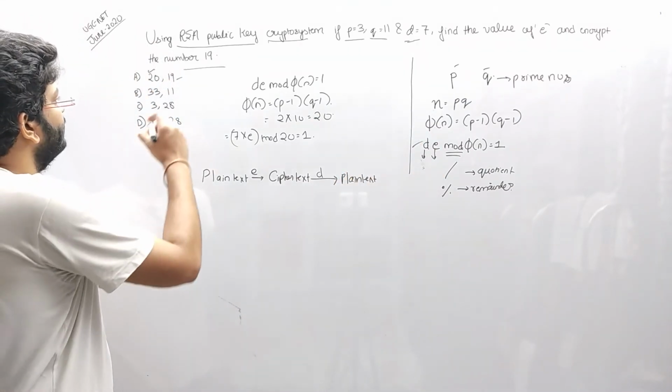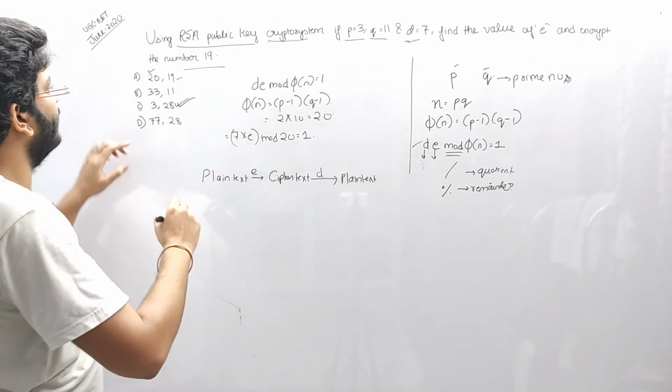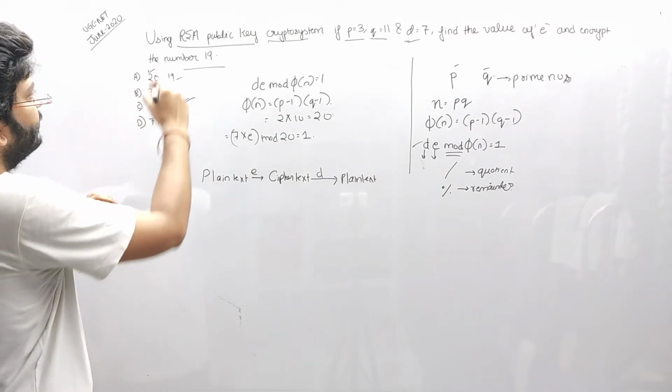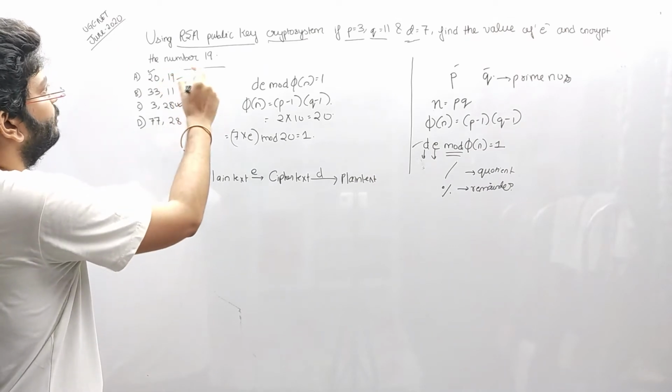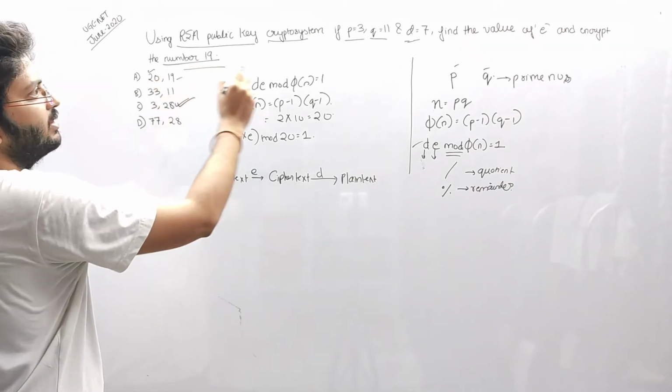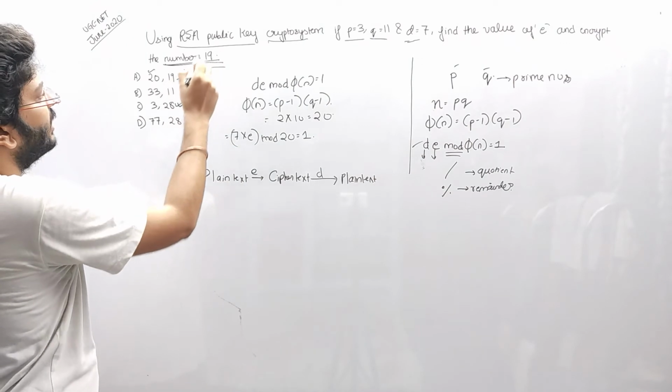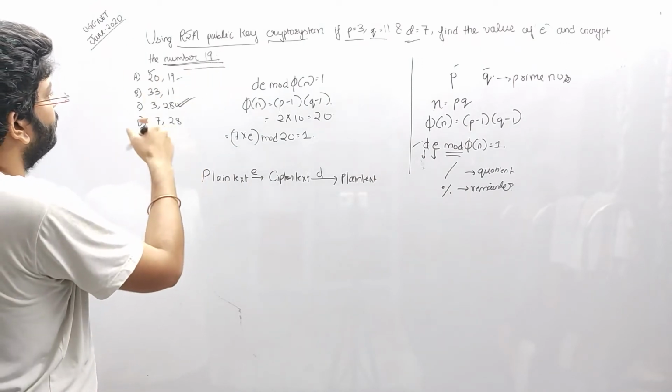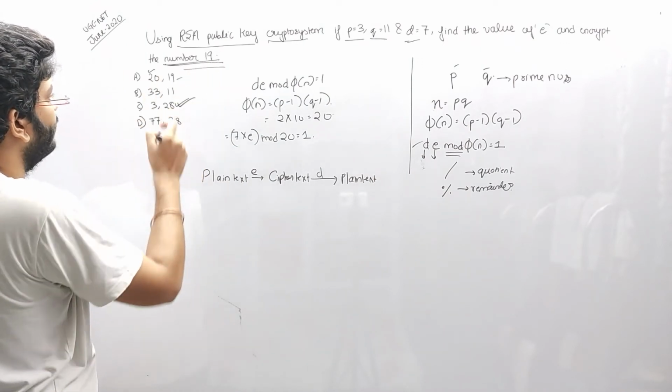You can see that this option C has the value of E on this side, and this side is the value of the conversion after encryption of the number 19. So basically we have 3 here and we have 28 here.